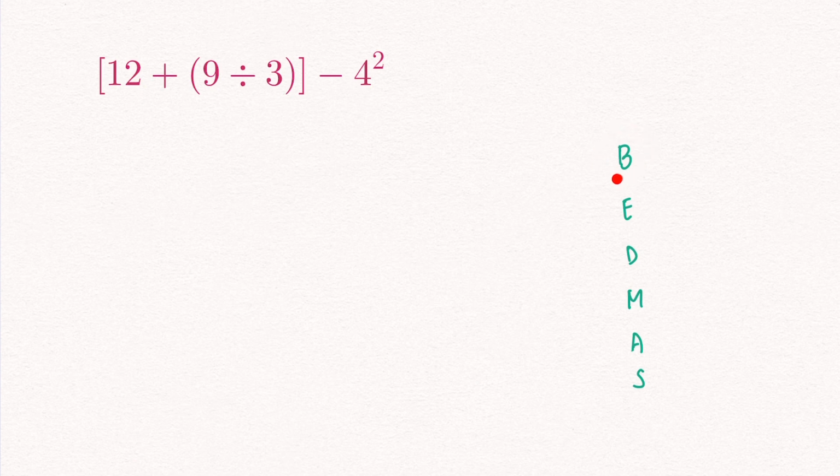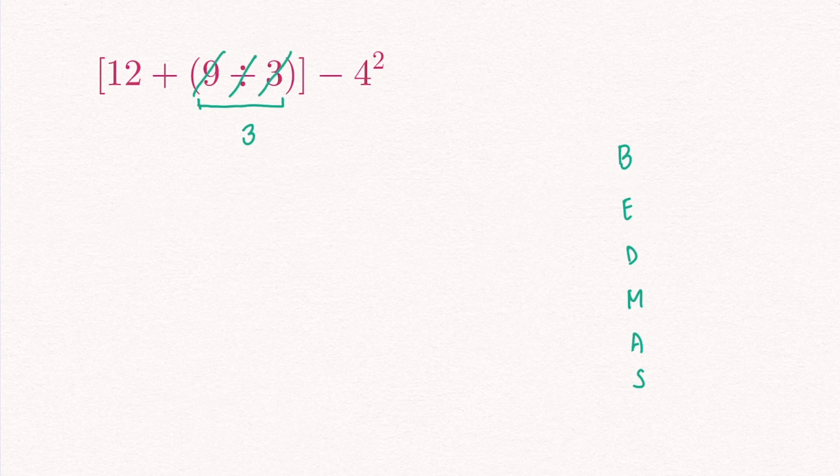When it comes to evaluating and simplifying questions with brackets, if it contains 2 or more sets of brackets, one inside the other, like the one shown here, we need to evaluate the innermost set first. So in this case, it would be the 9 divided by 3. Afterwards, we can evaluate the outer bracket. So step 1 is to evaluate the innermost bracket, which is 9 divided by 3. That equals 3. So that's gone.